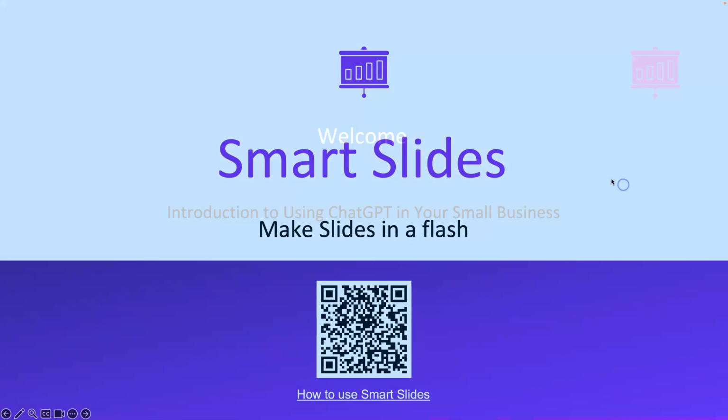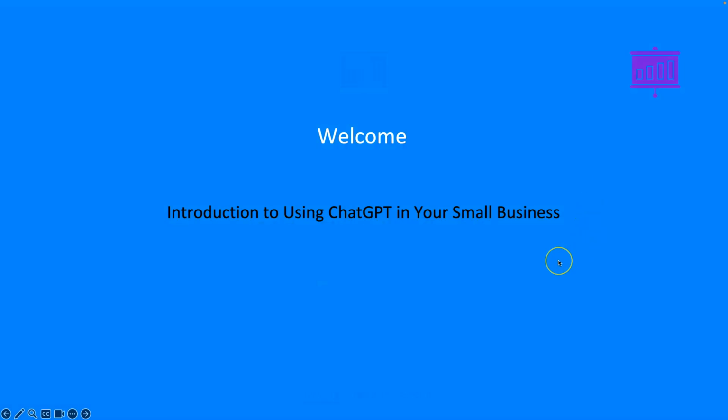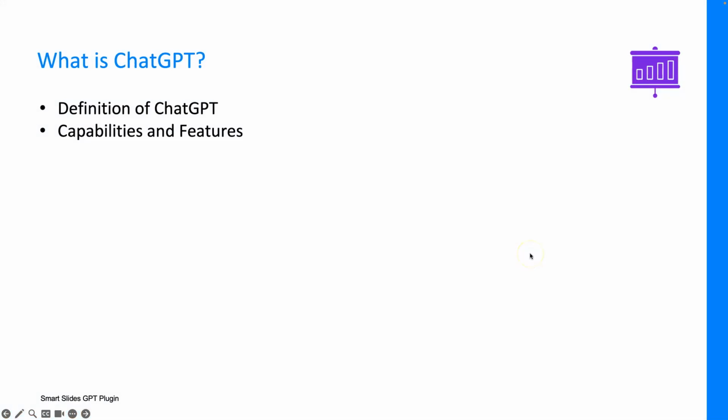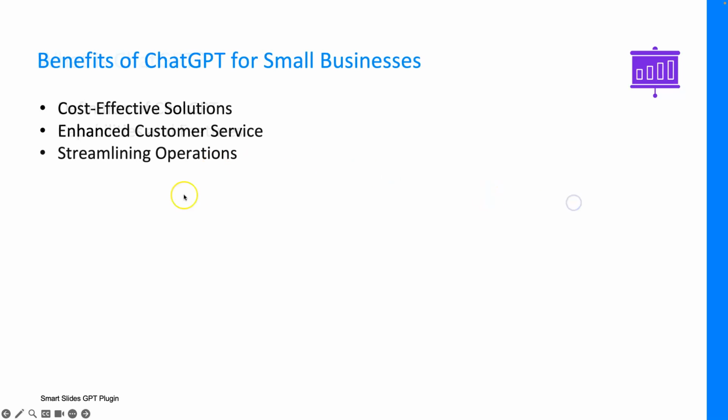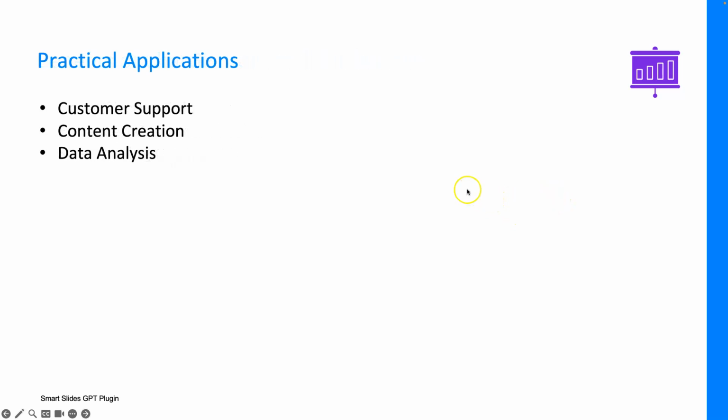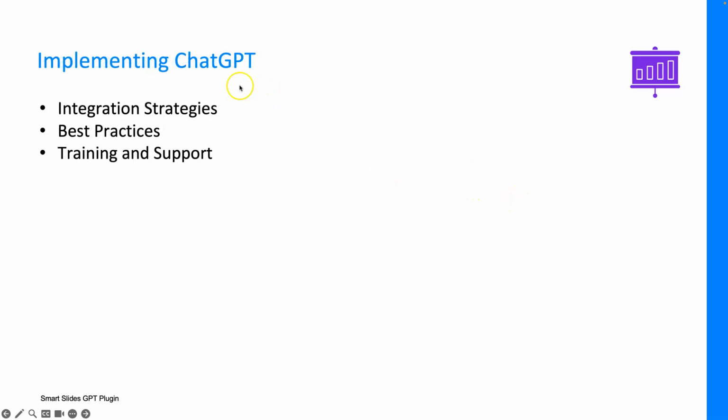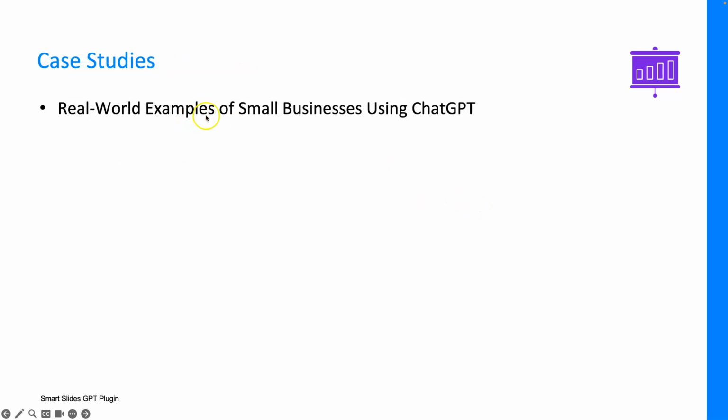Smart Slides. And then we can come over here: welcome, introduction to using ChatGPT in your small business. What is ChatGPT? Definition of ChatGPT, capabilities and features, and we have benefits of ChatGPT for small business: cost-effective solutions, enhances customer service, streamlining operations, practical applications, customer support, data analysis, content creation, implementing ChatGPT, all kinds of good stuff, right? Then case studies, real-world examples of using it. So that's really, really good, right?